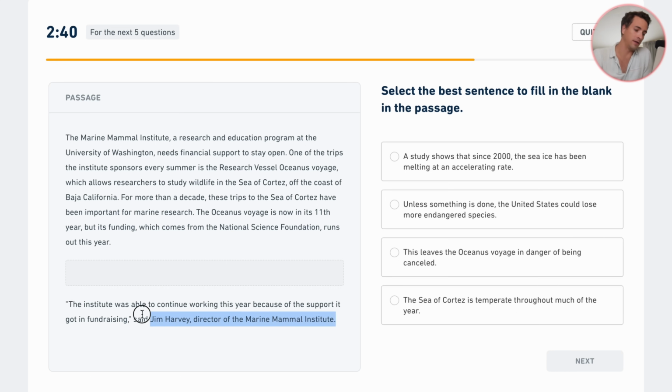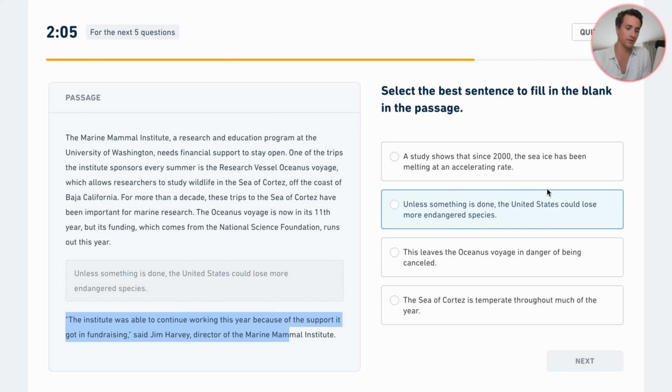Then I'm going to read the new part here. The Institute was able to continue working this year because of the support it got in fundraising, said Jim Harvey, director of the Marine Mammal Institute. So, in the previous paragraph, it says that the funding is running out this year. And then the new information is that actually the Institute was able to continue working. So something happened. Funding came from somewhere. Right? So we just have to think of the story. What could happen in between those two parts of the story?